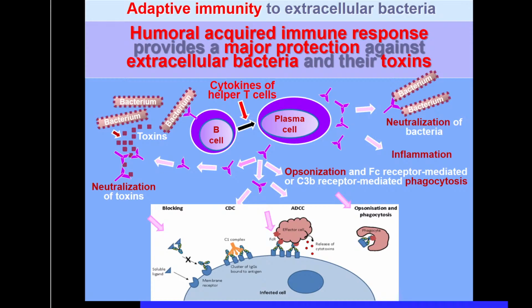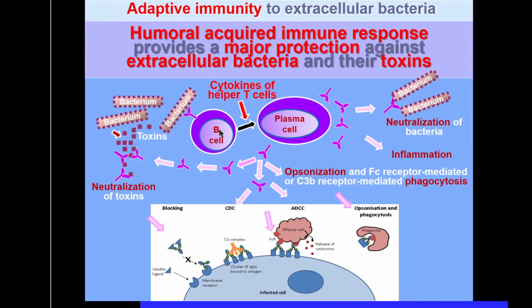Adaptive immunity to extracellular bacteria. This slide differs from the previous because it demonstrates adaptive, that is, acquired immunity to extracellular bacteria. The major mechanisms of adaptive immunity are associated with antibodies. Antibodies are produced by plasma cells. Plasma cells are matured forms of B lymphocytes. B lymphocytes recognize microbial antigens by the membrane-associated immunoglobulin M or immunoglobulin D.